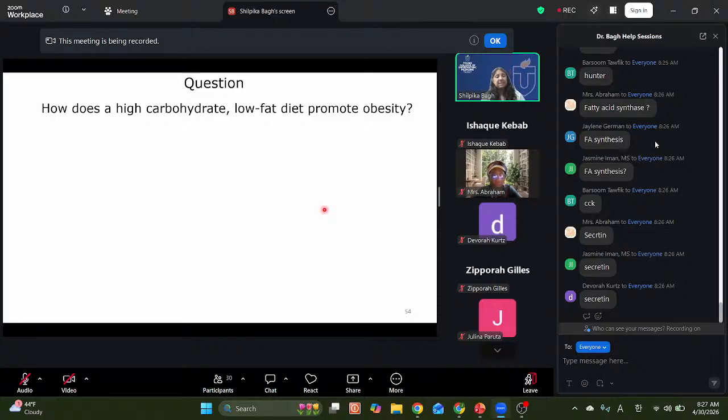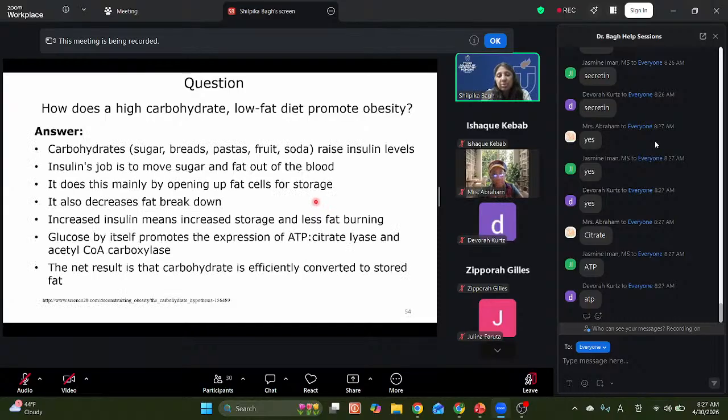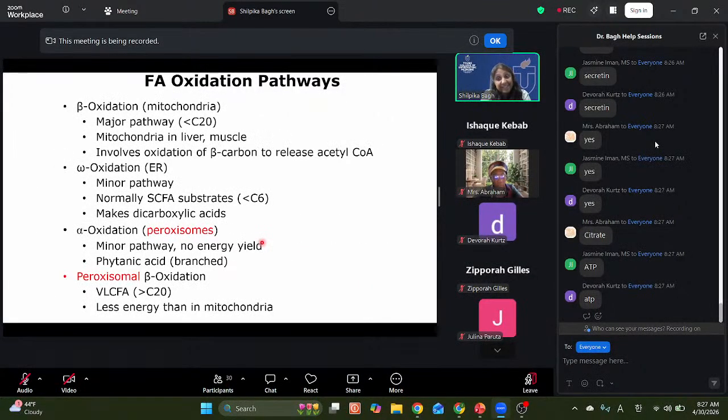Is fatty acid synthesis a well-fed state pathway? Yes, but it is when you are in high insulin as well as high what? Citrate plus ATP, right? That's why sugars are fattening. So you have to understand this concept of citrate pushing fatty acid synthesis. That is why carbs are fat.